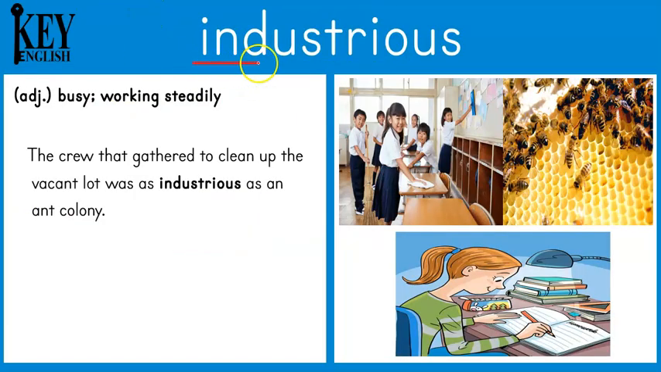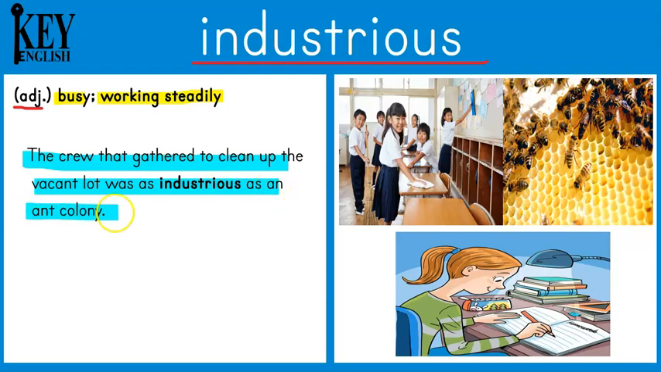The next word is industrious. Industrious is an adjective and it means busy, working steadily. So when someone is industrious, they work hard and they stay busy. An industrious person does not like to waste time. They keep working until their job is done. The example says, the crew that gathered to clean up the vacant lot was as industrious as an ant colony. So this sentence is just comparing the people who were cleaning up to an ant colony because ant colonies are always working hard and they never stop.